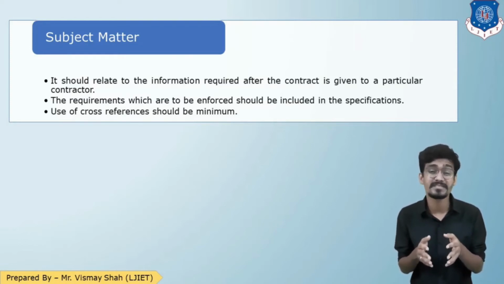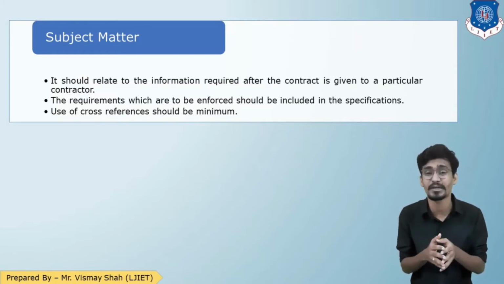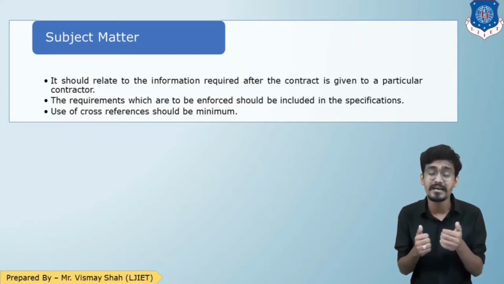Students, as the name suggests, subject matter means that if the contract is only the construction of the retaining wall, then you only need to provide the information or your specification. The subject matter of your specification should only relate to the things which are in connection with the work. You don't have to provide very extra information, or very less information. Both of them are dangerous.